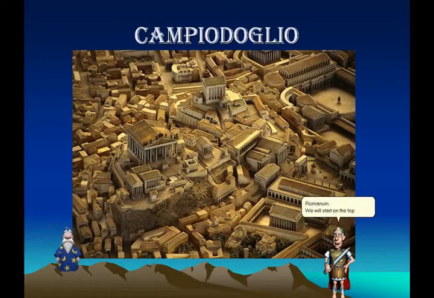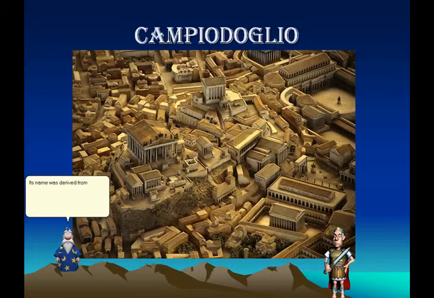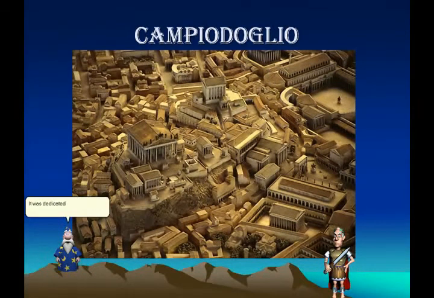We will start on the top of the Capitolinus Mons, or Capitoline Hills. As you see in the model, the Capitoline was actually two hills, with a depression between them, the Capitol and the Arx. The Capitoline Hill is generally believed to have been the place of execution for traitors. Its name was derived from the magnificent temple adorning its summit, the Temple of Jupiter Optimus Maximus, consecrated in 509 BC. It was dedicated to Jupiter, Juno and Minerva.